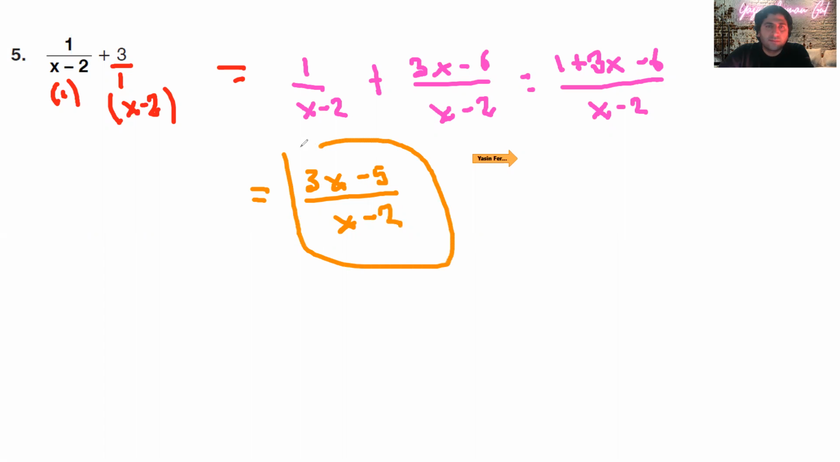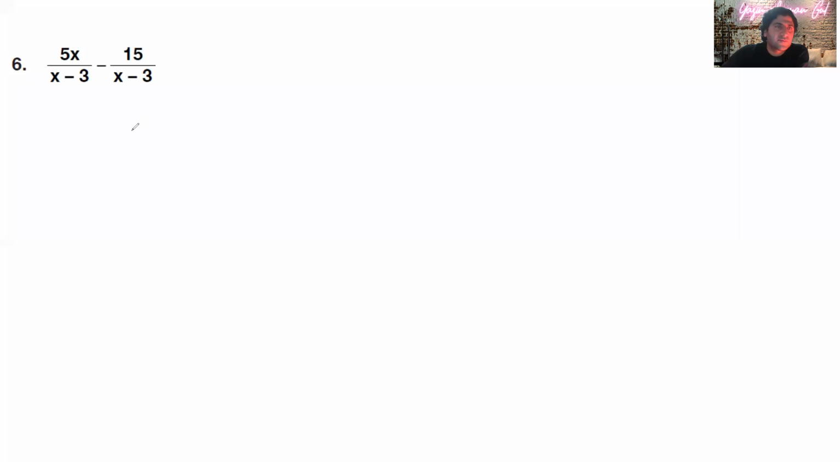Let me just move on to the next one. Question 6 says 5x over x minus 3 minus 15 over x minus 3. Guys, as you can see, x minus 3, x minus 3, I have the same denominator. So what I'm going to do is this. I'm going to say 5x minus 15 over x minus 3, because I don't need to do anything here.